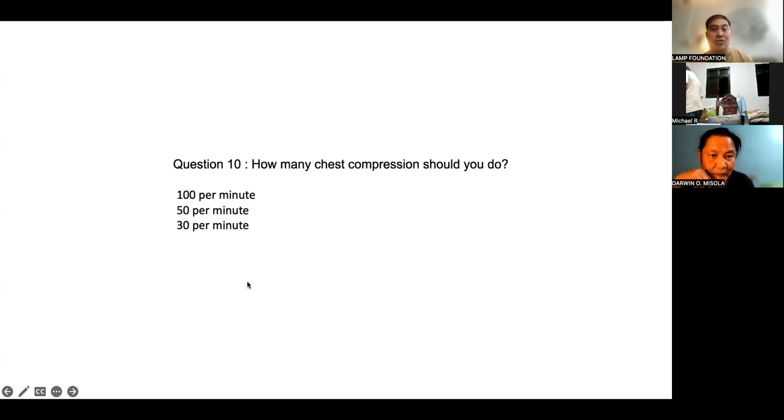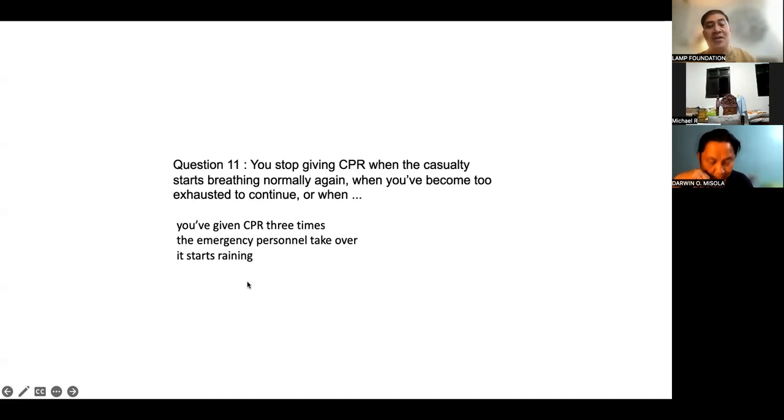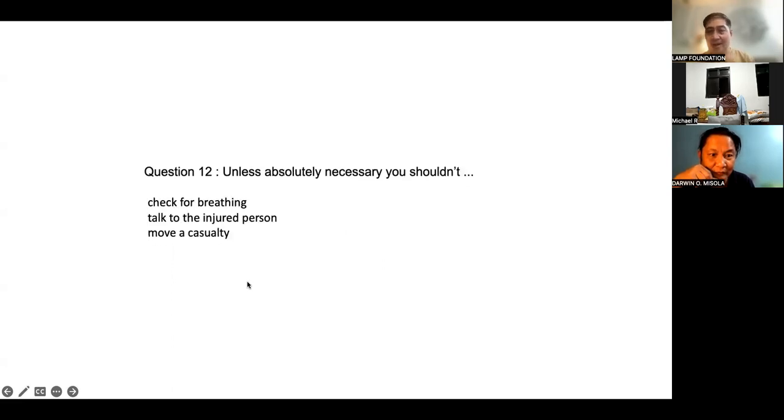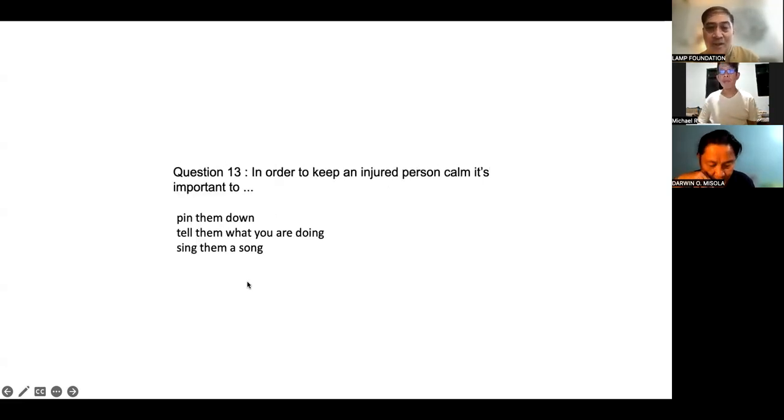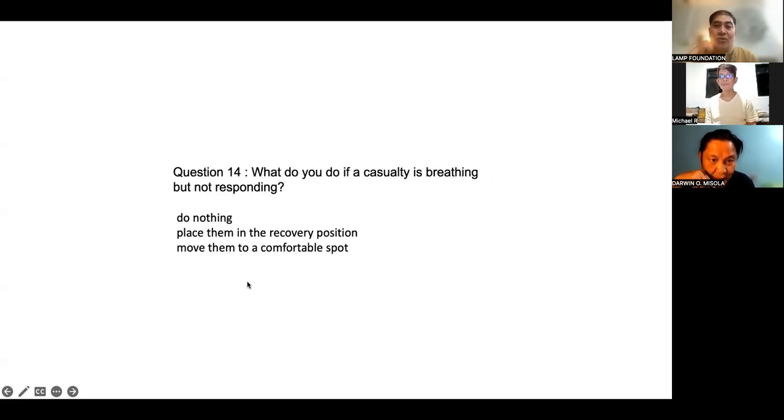How many chest compressions should you do? 100 per minute. Good. You stop giving CPR when the casualty starts breathing normally again, when you become too exhausted to continue, or when the emergency personnel takes over. Yeah. Huwag mong iiwanan yung pasyente. Okay, unless absolutely necessary, shouldn't move a patient. In order to keep an injured person calm, it is important to tell them what you are doing. Yes. Importante yan.